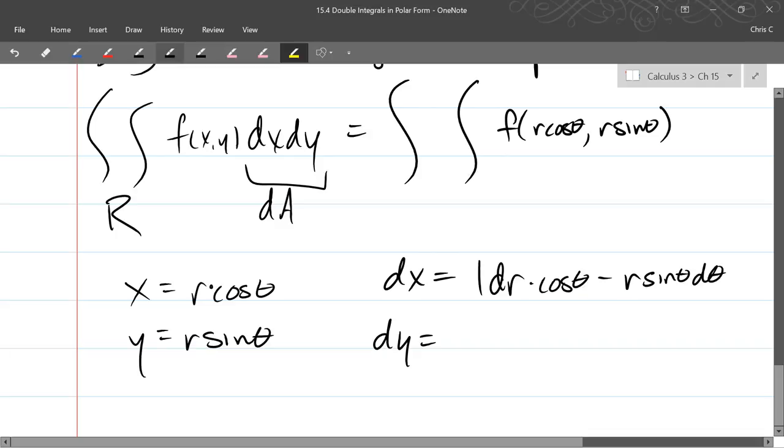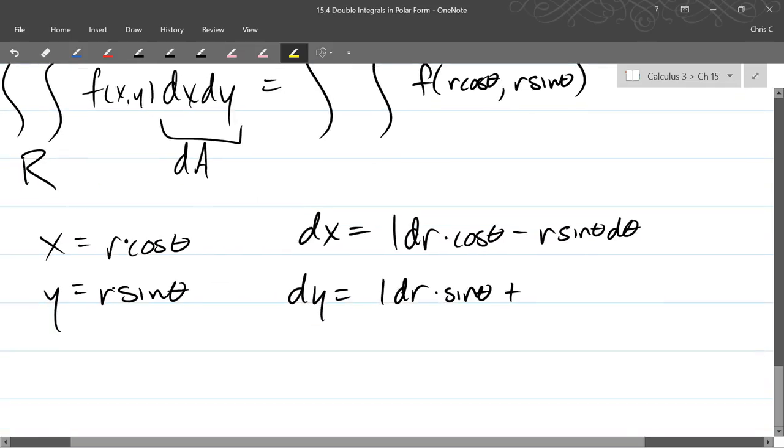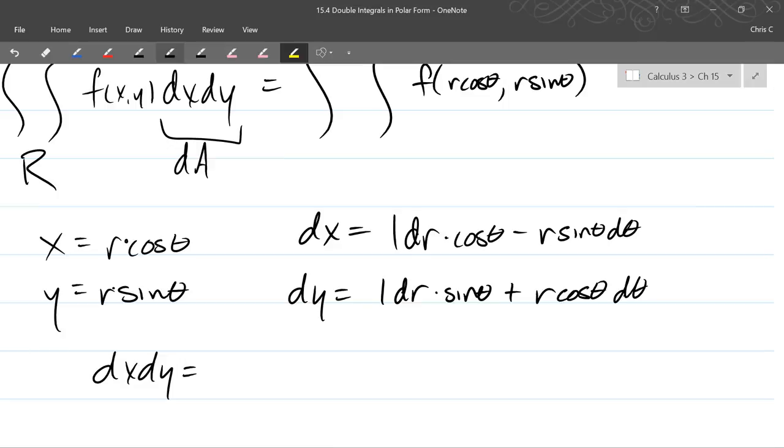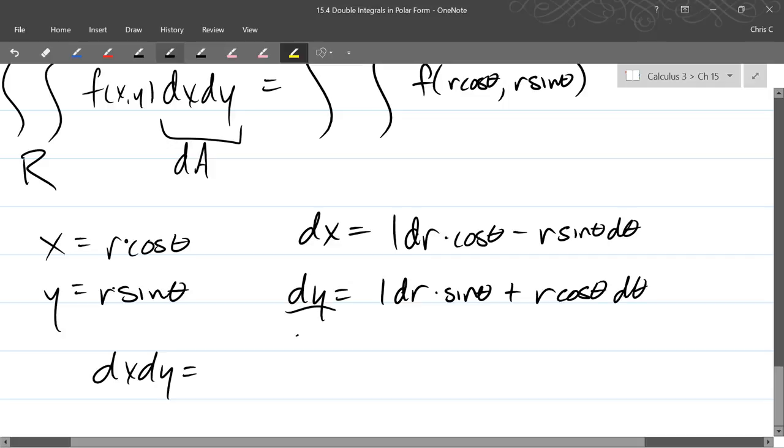Dy. Another product rule, almost the exact same thing. 1 dr times sine theta, we get a plus here, plus r derivative of sine, cos theta d theta. So any derivative questions right there? It should feel a lot like implicit differentiation. It's basically implicit differentiation. You're just not having a divided by dt, basically. That's the only real difference.